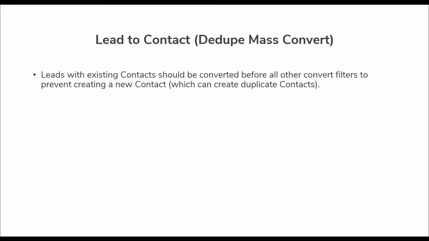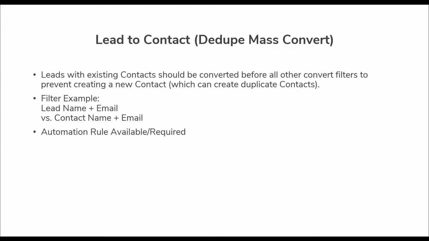But basically, as I mentioned, these are leads with existing contacts that should be converted before all of the other convert filters to prevent creating a new contact, which can create a duplicate contact. So, an example of this would be maybe you want to create a filter that matches on the lead's name plus email to find any matching contacts that have the same name and email address.